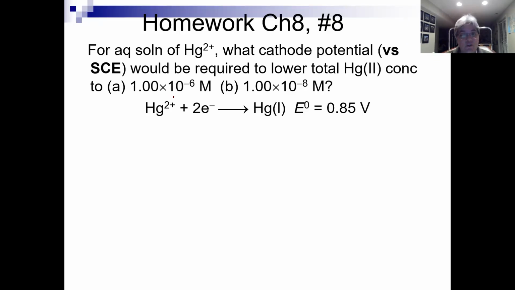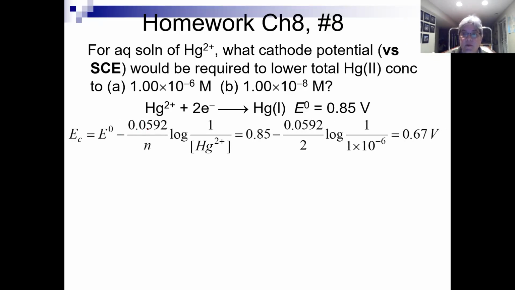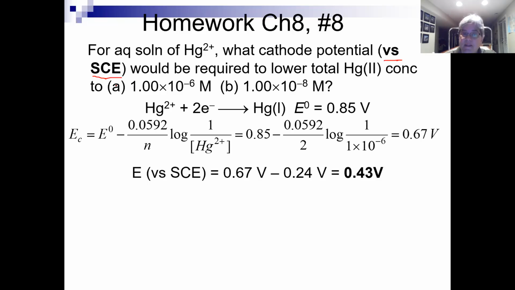Well, this is a straight Nernst equation. Remember, Nernst equation: E equals E0 minus 0.0592 over n log products. That's going to be 1 over the concentration of mercury 2. They give us E0, and this concentration we want to be 10 to the minus 6. So we do the math and we get 0.67 volts. Now, if I just said, what is the cathode potential, and said nothing else, that would be the answer. But notice this one says versus SCE, which means in this case, SCE is the anode. So I have to take 0.67 minus the 0.24 for SCE. And now this is my final answer.